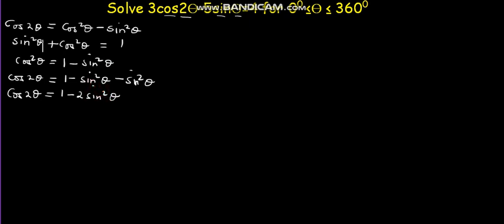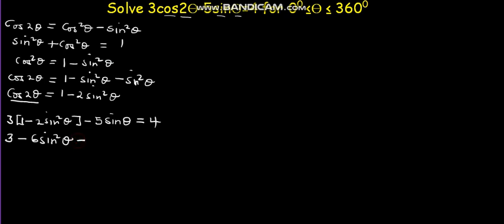Is that okay? So we are going to replace this in the equation which was given to us to be solved. Therefore we shall have 3, where there is cos 2 theta, we shall replace it with 1 minus 2 sine squared theta, then minus 5 sine theta. The resultant is 4. Is that okay? So we shall expand and we shall have 3 minus 6 sine squared theta minus 5 sine theta, which is equal to 4.